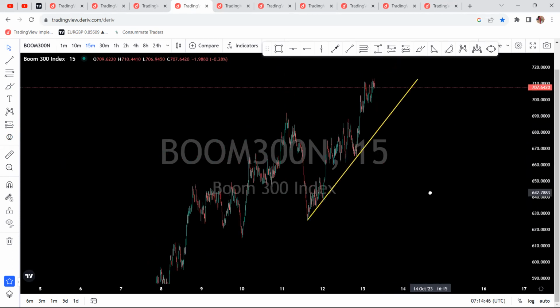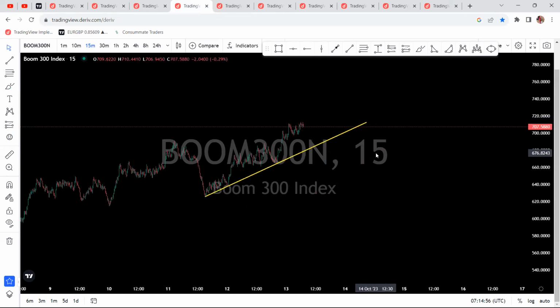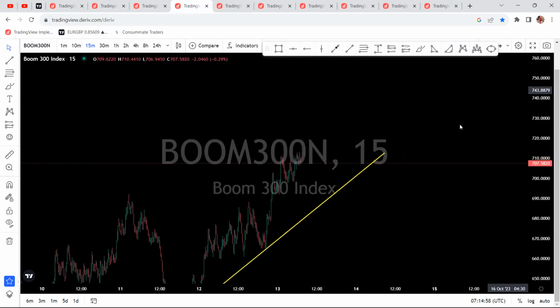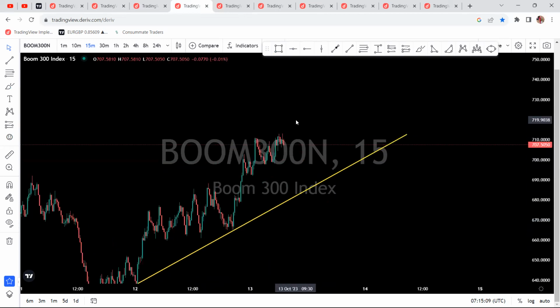Another thing about this Boom 300 is that it has gotten to the daily time frame zone. At this particular point there is a daily time frame resistance, a strong resistance. So whatever you are seeing, probably more up may come because of this corrective structure. A spike might come to clear this liquidity, then continue down. But I'm not going to go for that up.